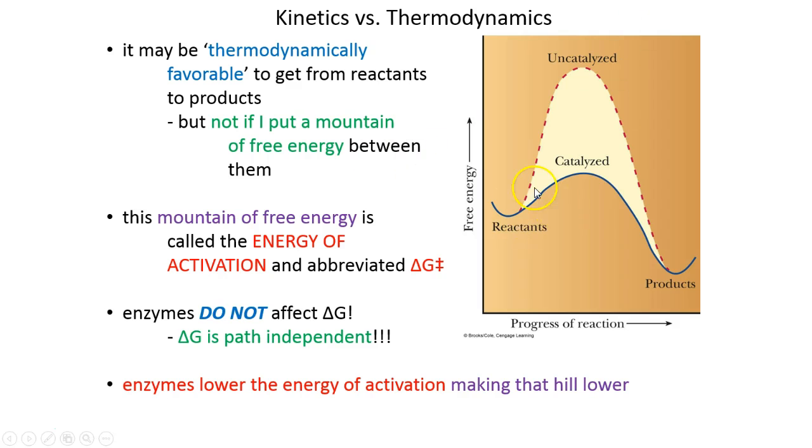This reaction free energy diagram shows that. The dotted line shows the free energy diagram in the absence of an enzyme. The blue line shows the same exact reaction in the presence of an enzyme. You'll notice that the free energy in the reactants and the free energy in the products is unchanged, whether an enzyme is present or not.